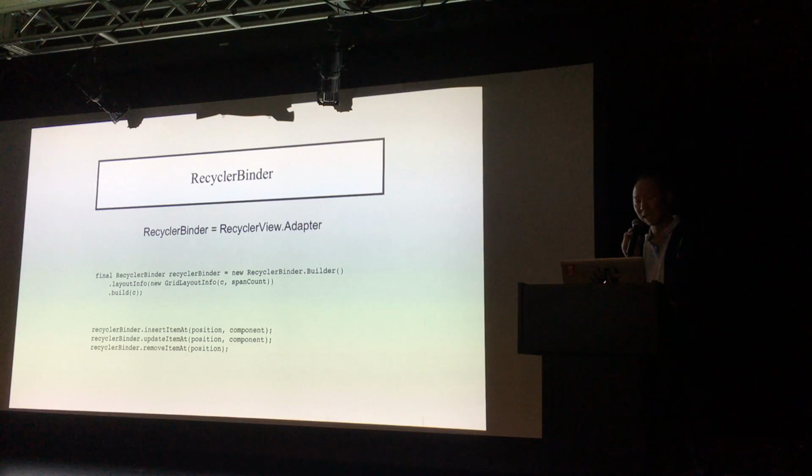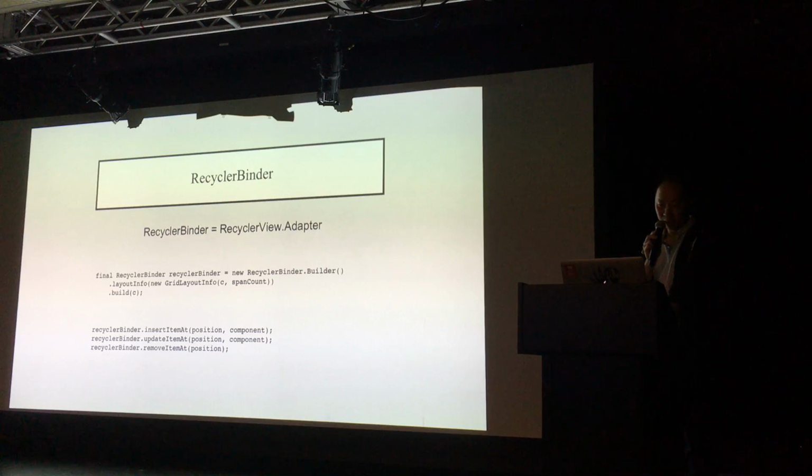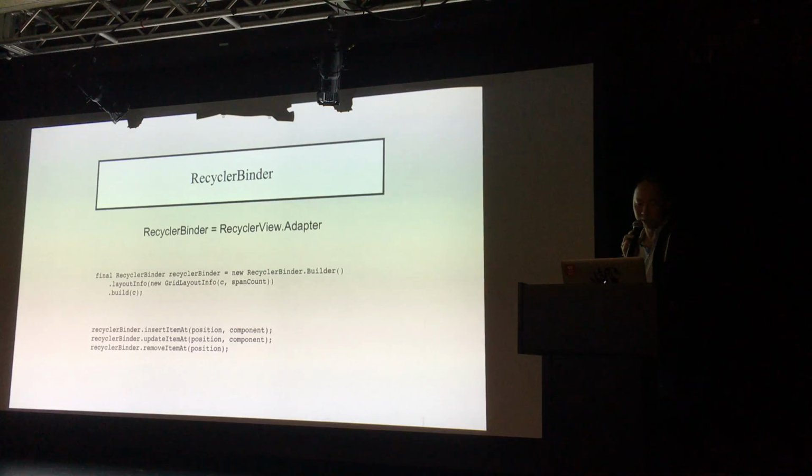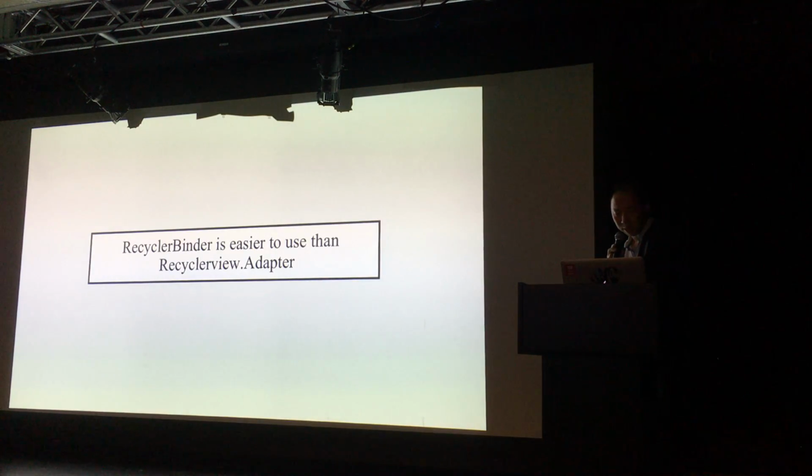Recycler binder. The recycler binder is logically similar to the RecyclerView Adapter. You create a recycler binder with the layout info. It could be a grid layout or a linear layout, depending on what the product demands are, and you build it. The recycler binder programming model lets you insert, remove, or update, passing the position and the component, which is the view group that you just created from Litho. The recycler binder is easier to use than the RecyclerView Adapter.